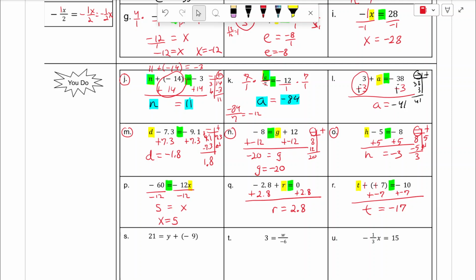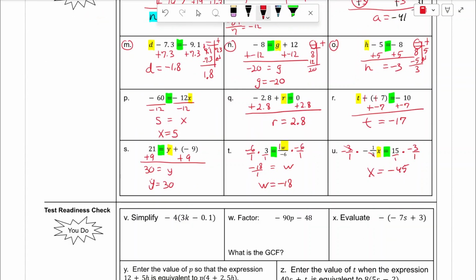All right, on S, T, and U, these are your last You-dos. Pause the video and try those now. Okay, you're back. We see that S has an answer of Y is equal to 30, T has an answer of W is equal to negative 18, and U is X equal to negative 45.